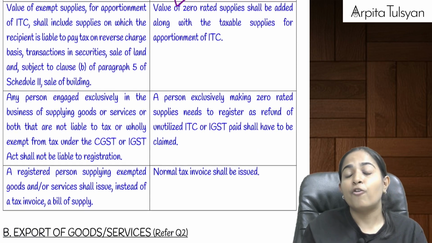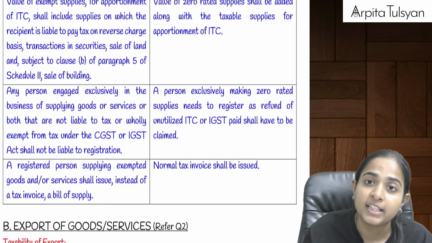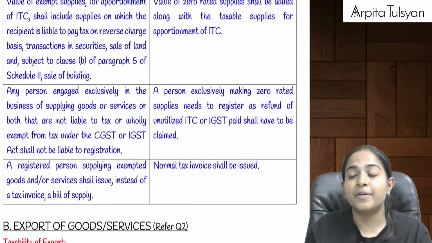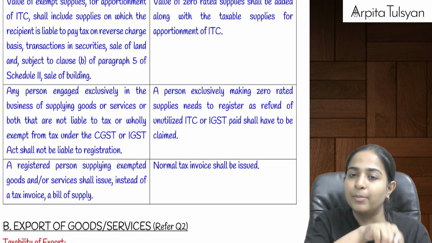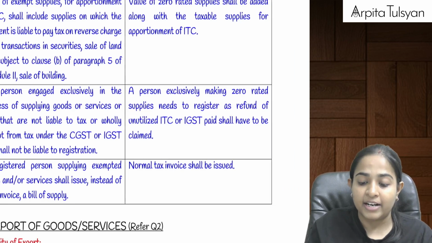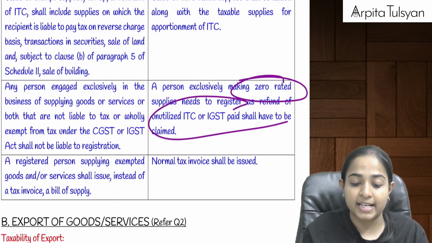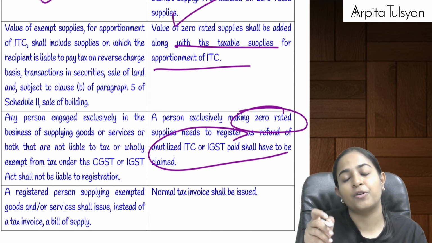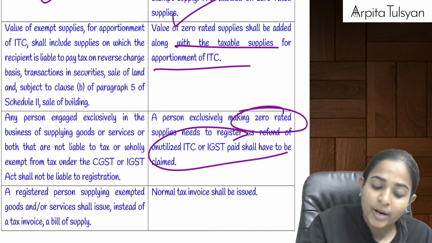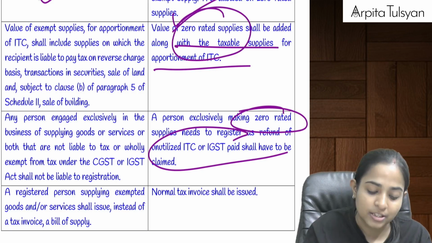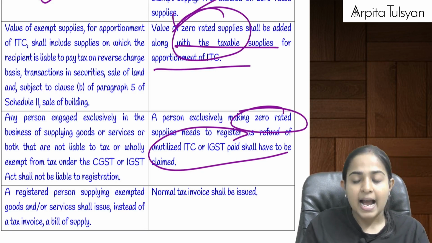And for the purpose of rule number 42 and 43, ITC reversals, exempt supply credit will be reversed. But zero rated will be considered as taxable supplies. Exports are considered as taxable supplies for the purpose of apportionment of ITC. So any inputs relating to zero rated supply, for that the credit does not get reversed. Are you clear with this?